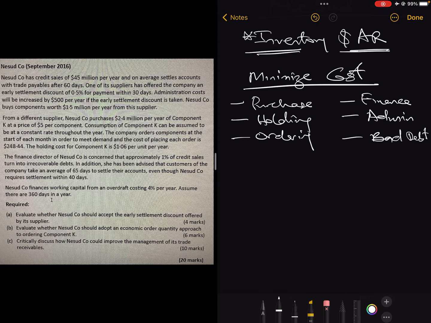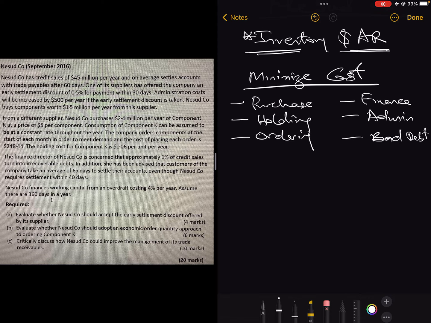And likewise, Nesud is a company that buys a component worth 1.5 million in a year. So that is the first paragraph. And that's relevant for requirement A that says evaluate whether Nesud should accept the early settlement discount that has been offered by its supplier. Remember what I told you, that is a typical way of testing your understanding of this concept.